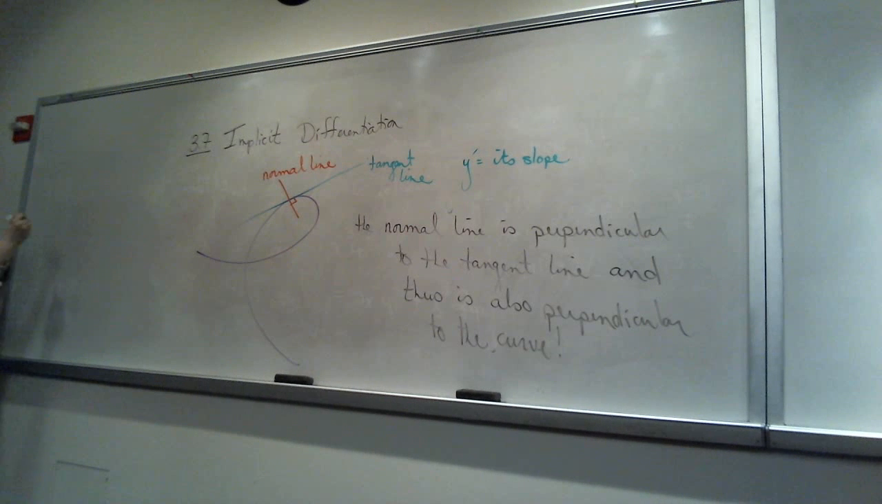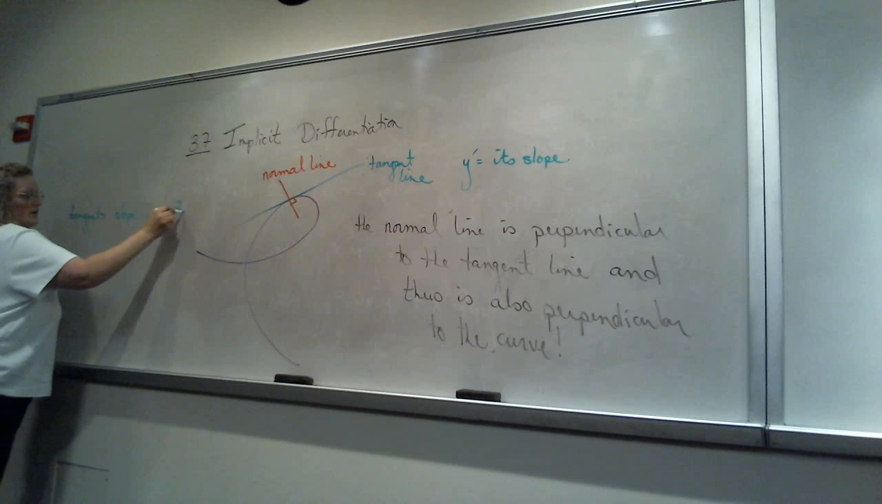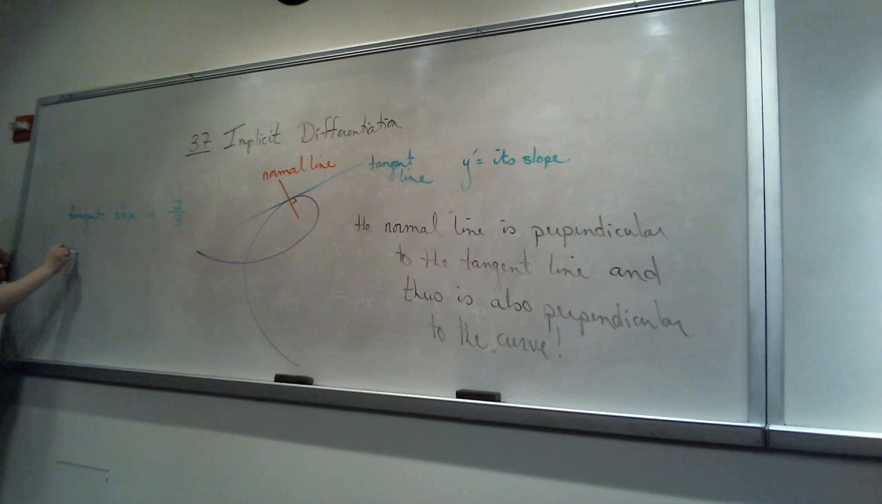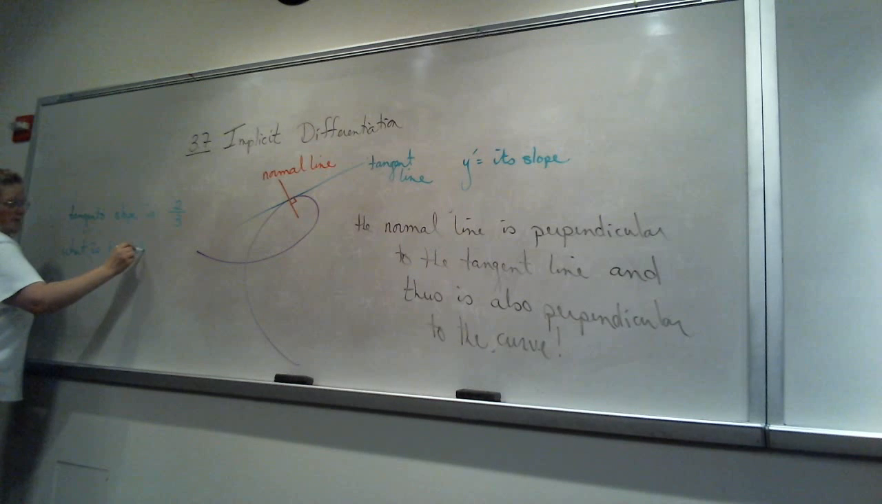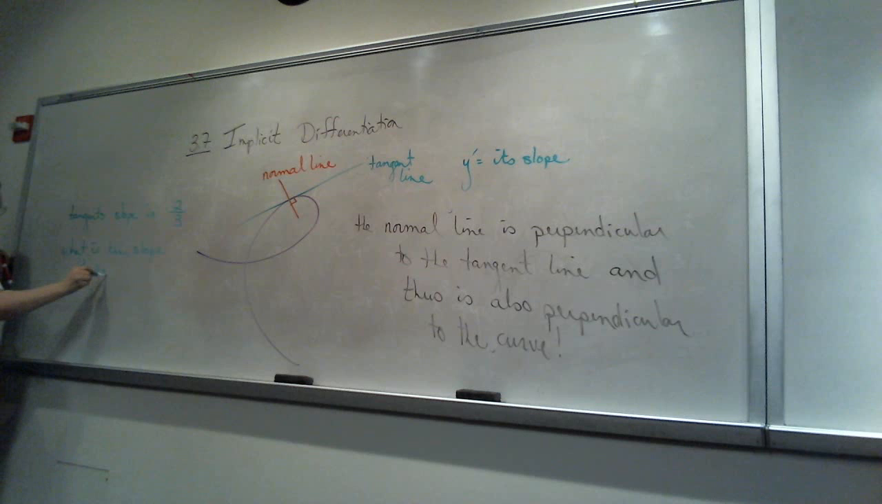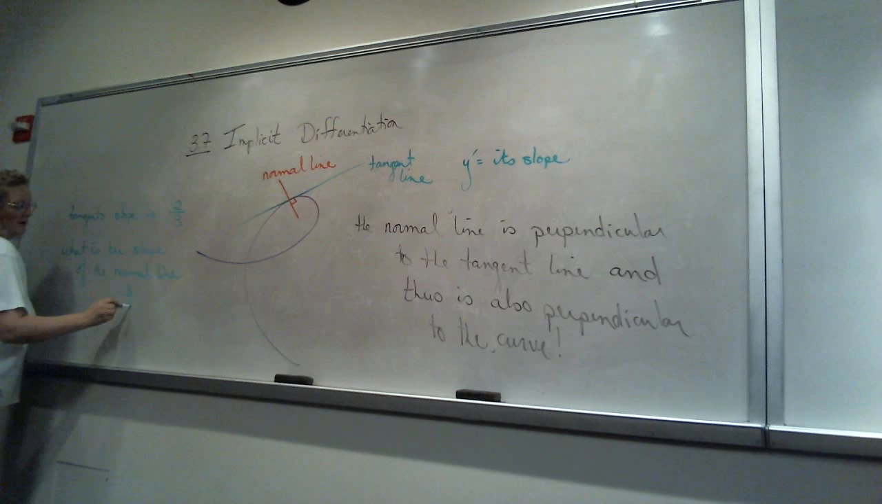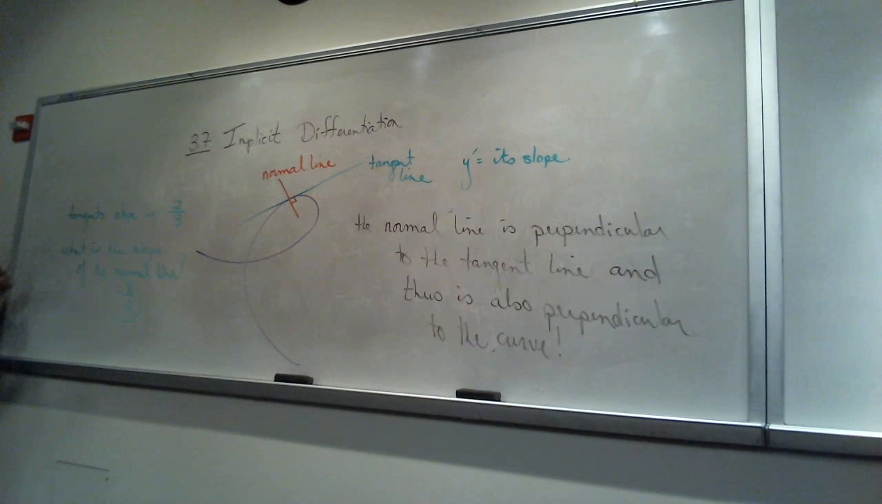So if I know that my tangent's slope is 2/3, what is the slope of the normal line? -3/2. It's -3/2. Okay, they are perpendicular.